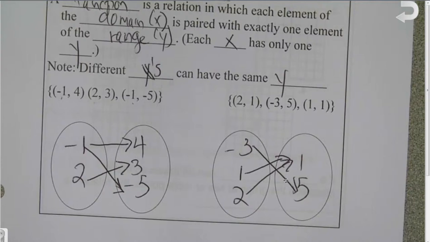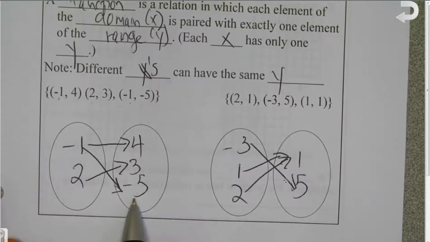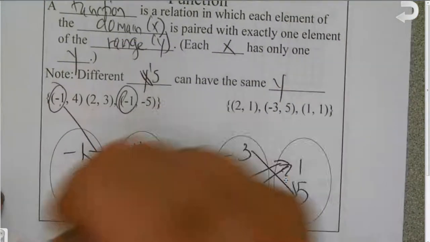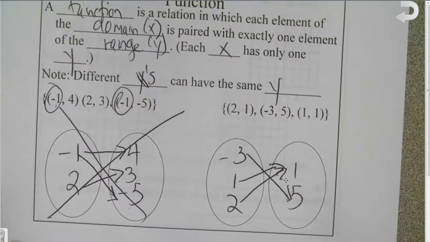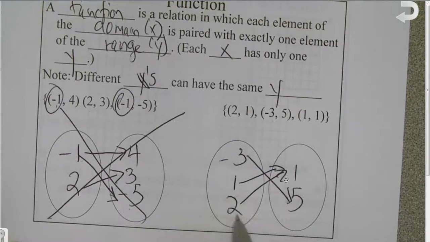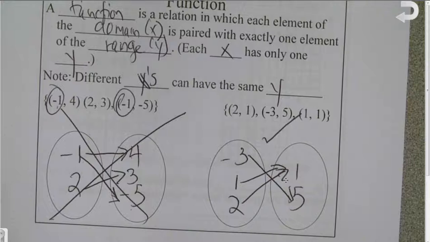So now we have to determine which one of these is a function. Well, the only one that's a function is the one that doesn't have an x going to two different numbers. Well, -1 goes to two different numbers. And if you look in this list, -1 repeats. This is not a function. In this one, all three of the x's go to different numbers. So this one is a good function. Okay?